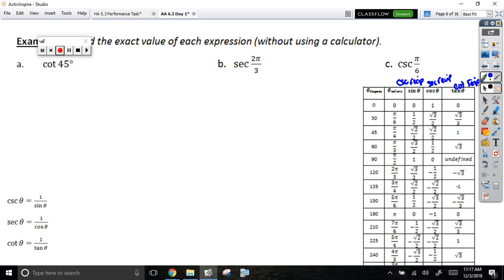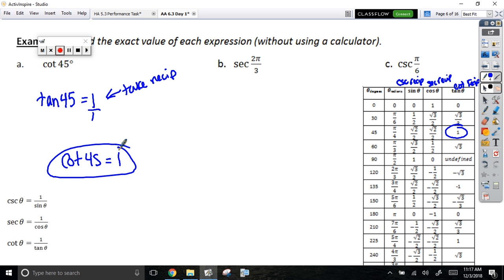So when they ask you for the cotangent of 45, we'll go to 45. We'll find out what the tangent of 45 is. So we're going to then take the reciprocal of that to find the cotangent. Well, the reciprocal of 1 over 1 is still 1. So the cotangent of 45 is 1.